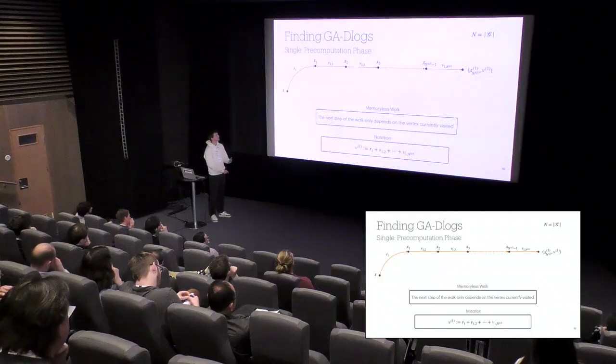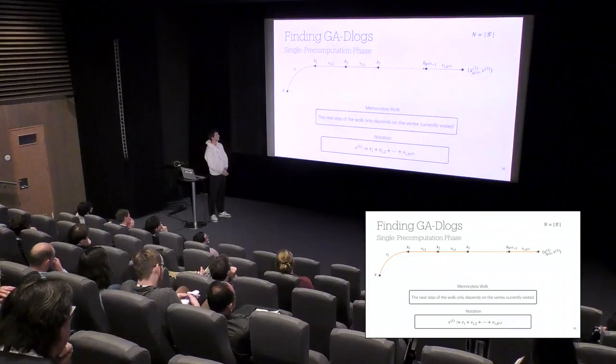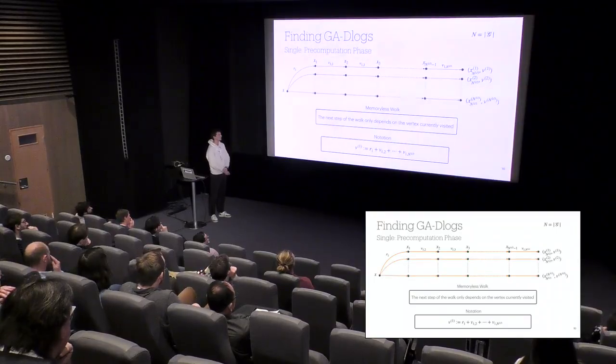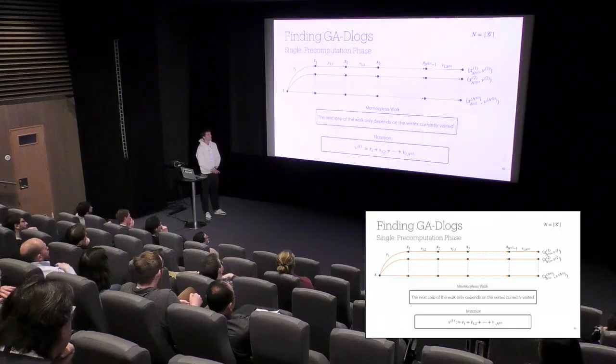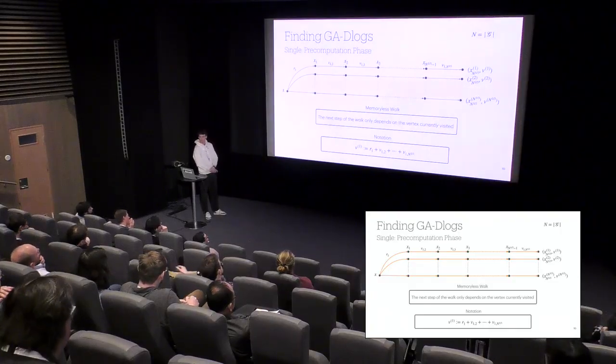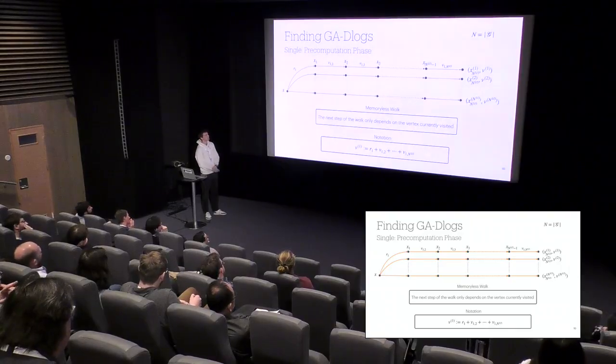Okay, now in the pre-computation phase, we want to repeat this process n to the 1 over 3 times. So we do it again and again. And the pre-computation phase ends here, and as a hint, we will only store the list of endpoints with the corresponding vector.